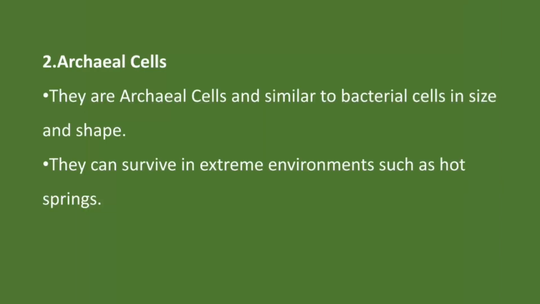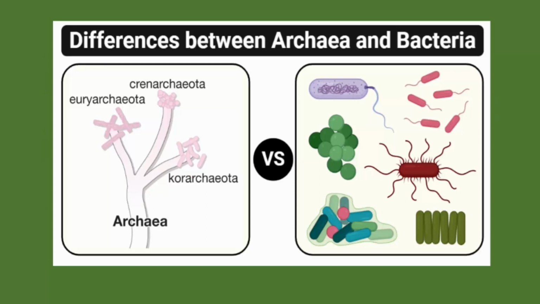Another example of prokaryotic cells is the archaeal cells, which are similar to bacterial cells in size and shape. But the important difference between the bacterial cell and the archaeal cell is that archaea can survive in extreme environments, meaning very hot or very cold environments. Such hot environments are known as hot springs. Here you can see some of the archaea as well as some bacterial cells.